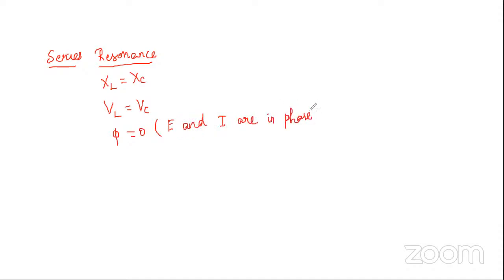All these are the equations for the resonance condition. Impedance will be minimum, and that minimum impedance is given by R. The current will be maximum. So I max is equal to E naught by R, and of course E naught will be equal to VR. So these are the resonance condition equations.